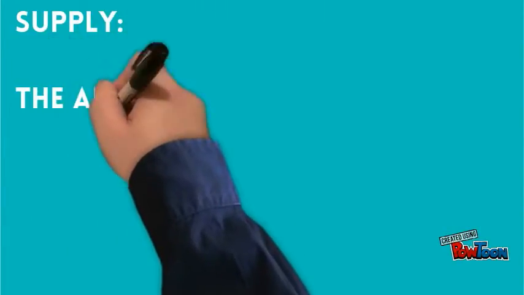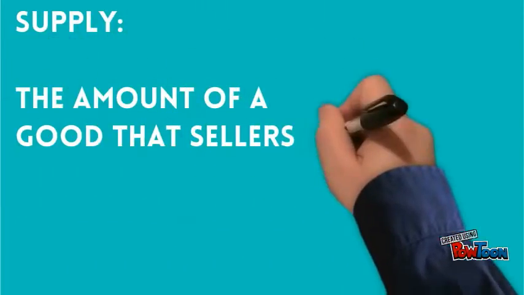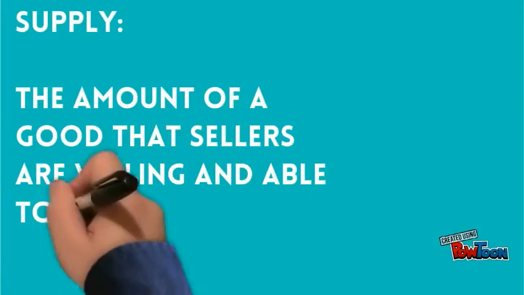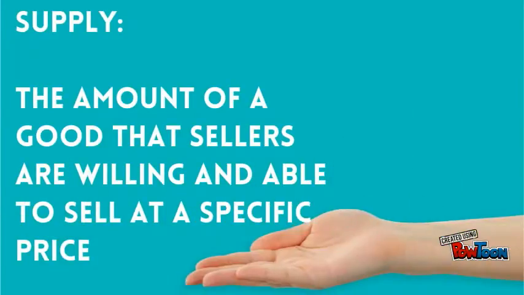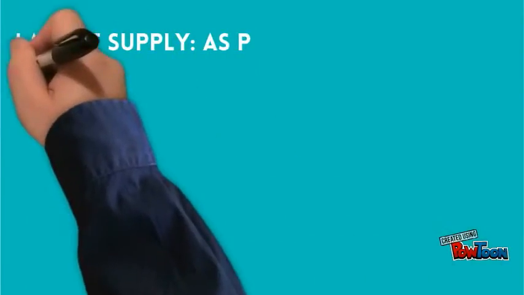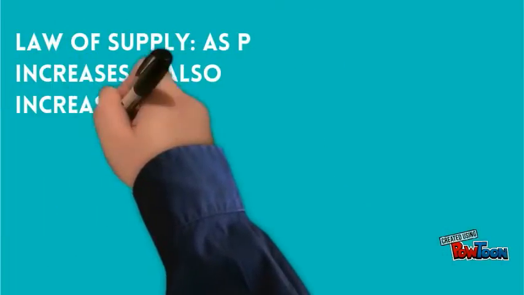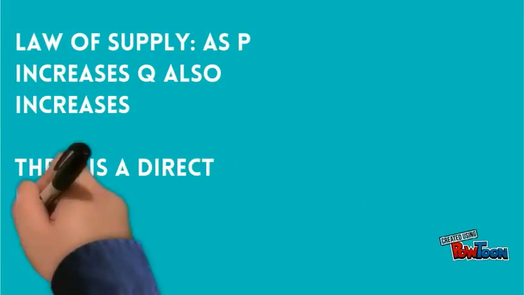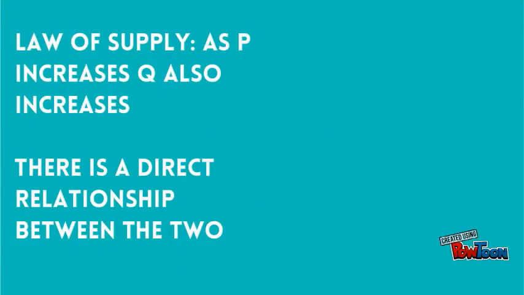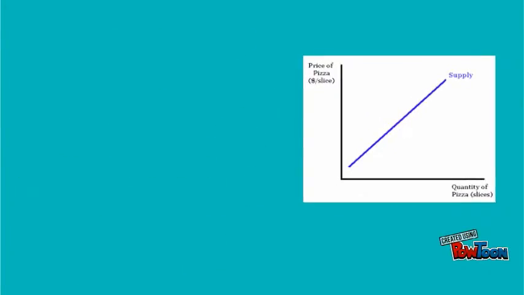Supply is defined as the amount of a good that sellers are willing and able to sell at a specific price. The law of supply is when price increases, quantity also increases. There is a direct relationship between the two. As you can see, as the price of pizza increases, so does the quantity of pizza.